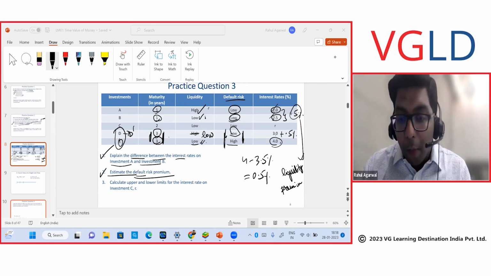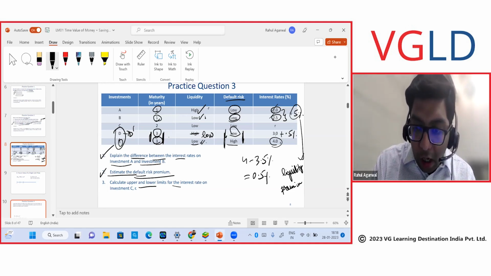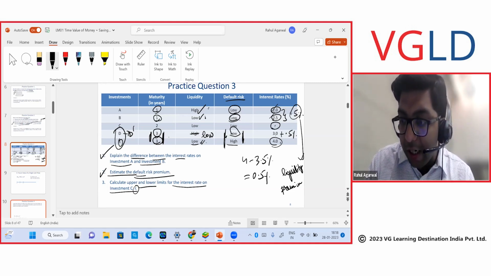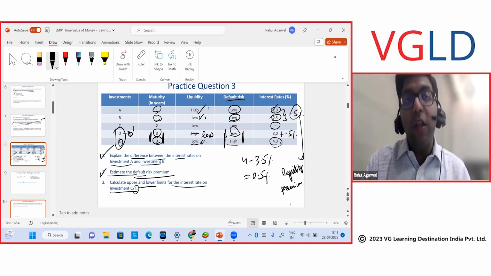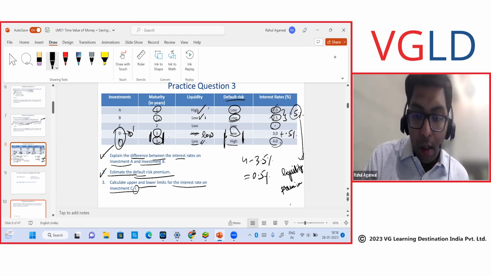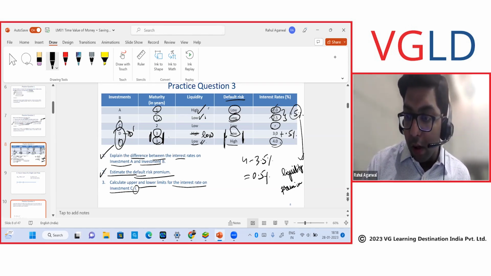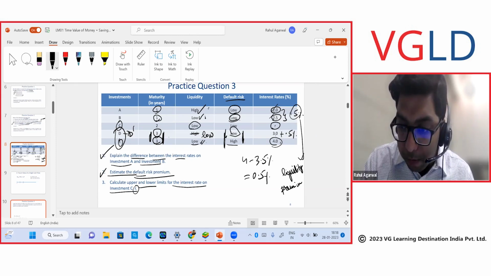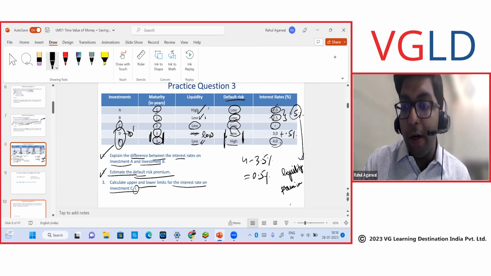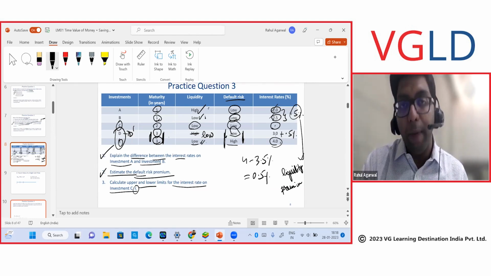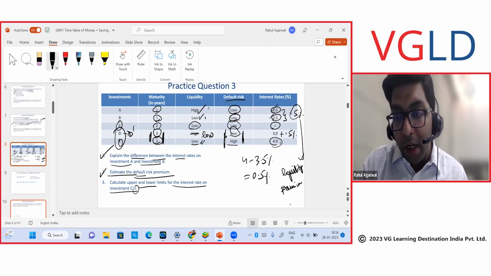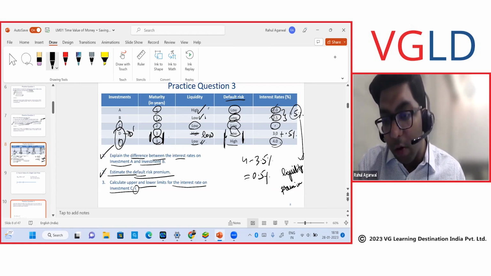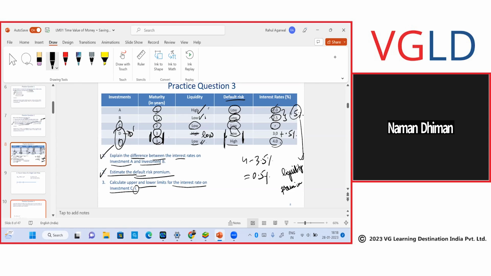So coming back to the point, calculate the upper and lower limits for interest rates on investment C. If you see over here, R is written, the interest rate is not given. They just want to know the range for this particular investment, company C. In company C, liquidity is low, default risk is low, maturity is 2 years, right? If maturity is 2 years, that means it is between year 1 and year 3, so between B and D. Everybody? Yes, sir.